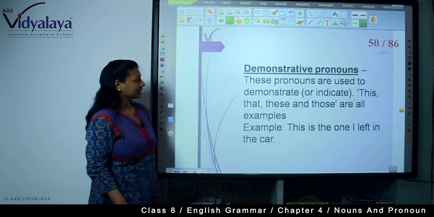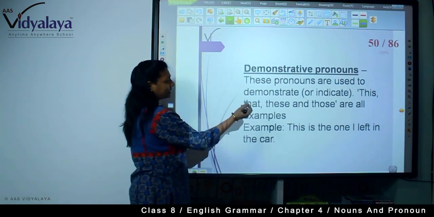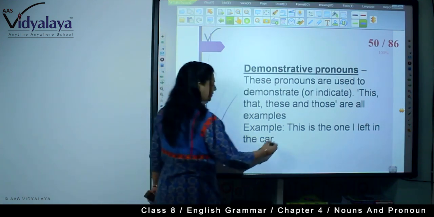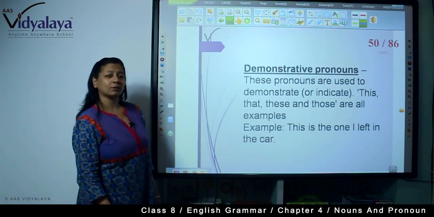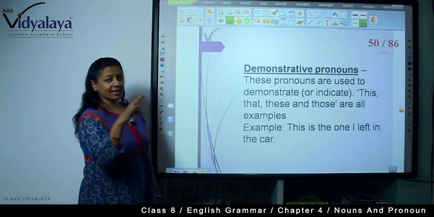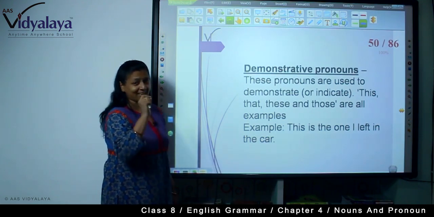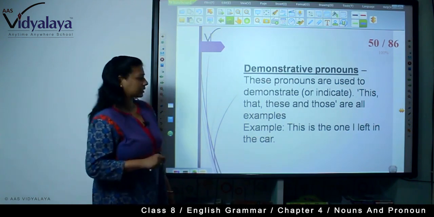Demonstrative pronouns. These pronouns are used to demonstrate or indicate. This, that, these and those are all examples. This is the one I left in the car. So demonstrative pronouns. See, you are getting all the types of pronouns and you will have to understand while reading any story or any article which type of pronoun it is.